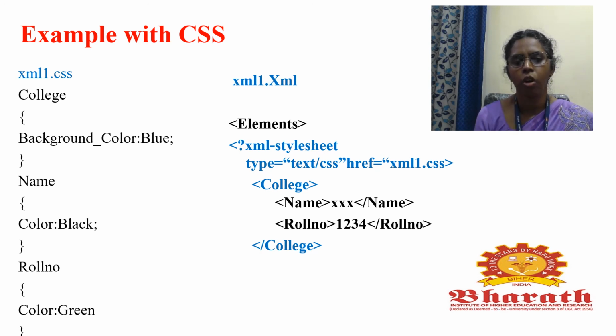That college tag should follow the background color as blue. And the next one, name of the tag, that should be of color black. And the roll number color should be of green. Then I am closing the college tag. Okay. So what are the styles you want to give, that you have to write as a separate CSS file that can be invoked using an XML program. So XML program can be embedded with cascading style sheets, but this is an example of external style sheets.